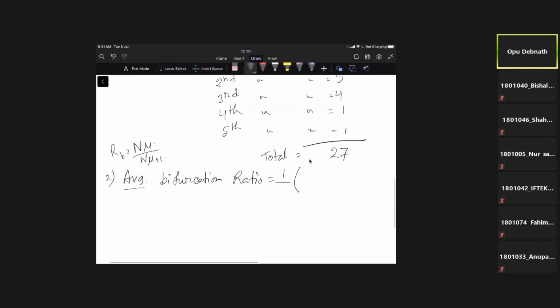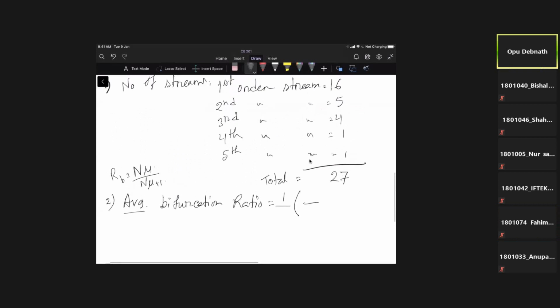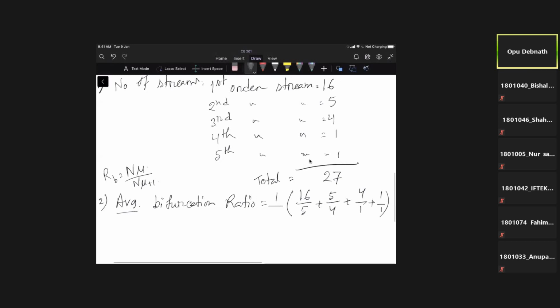So for the first one, that means this will be 16 by 5 plus 5 by 4 plus 4 by 1 plus 1 by 1. Here, this term stands for the bifurcation ratio of the first order. This stands for second order, third order, and fourth order. So if you want to take the average, that means here are 4 terms. That means 1 by 4 of this. So this will be the average bifurcation ratio, and you will get 2.362.